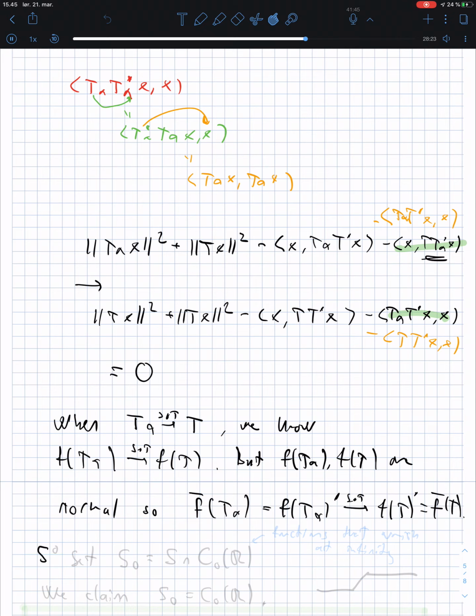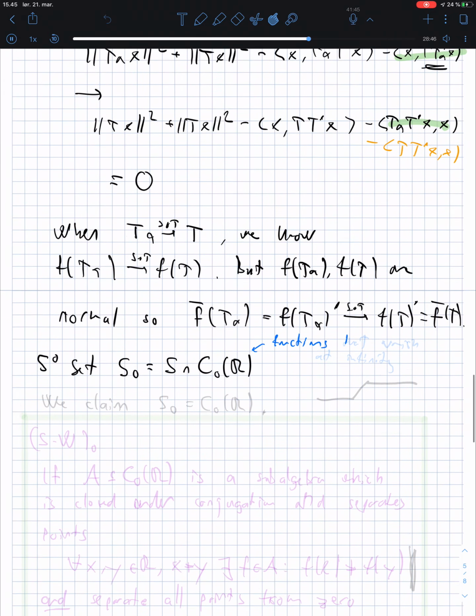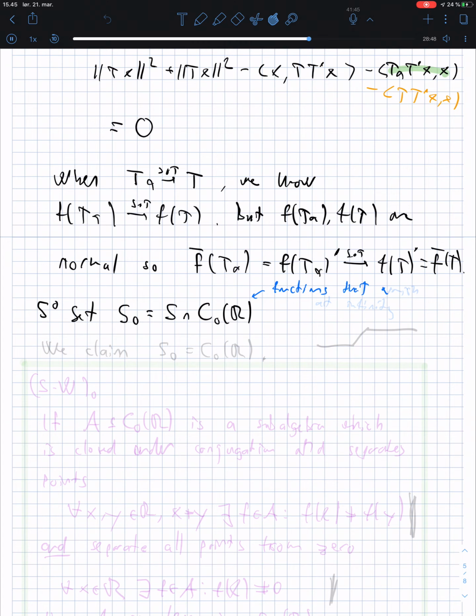And now I'm beginning to be ready to close this off. So the fifth claim is that we set S naught to be S intersected with C naught of R. What I mean by C naught of R is functions that are continuous and vanish at infinity.